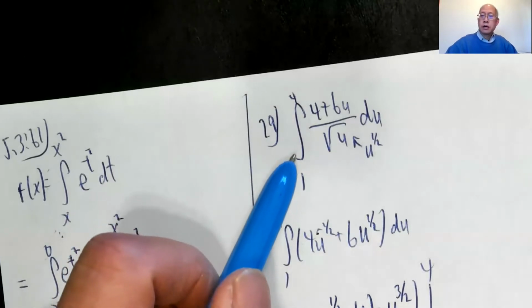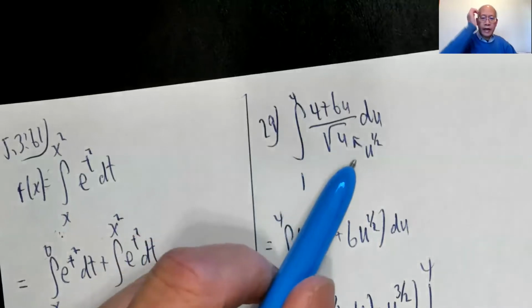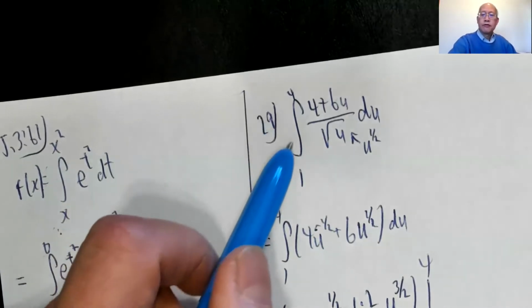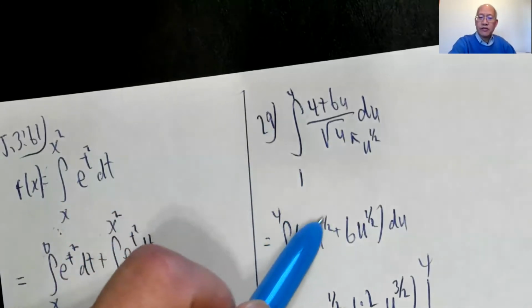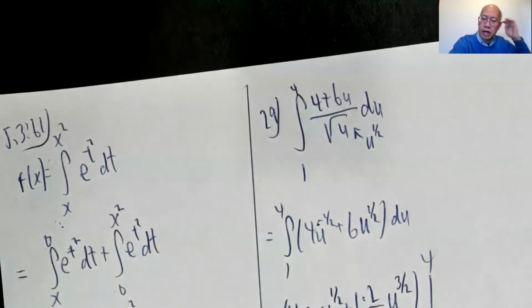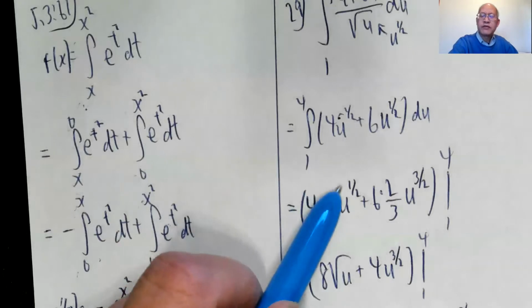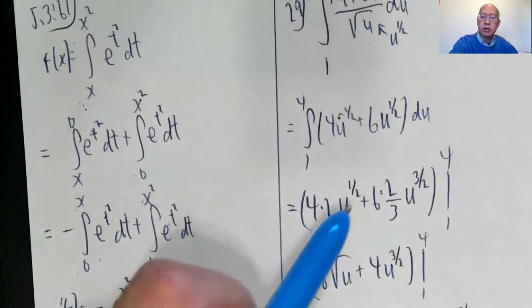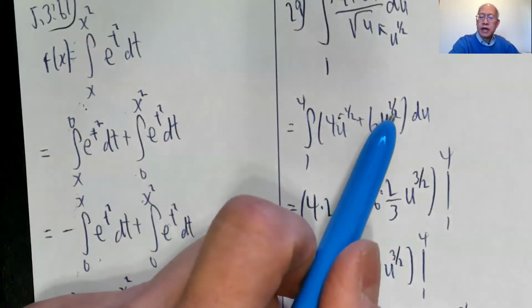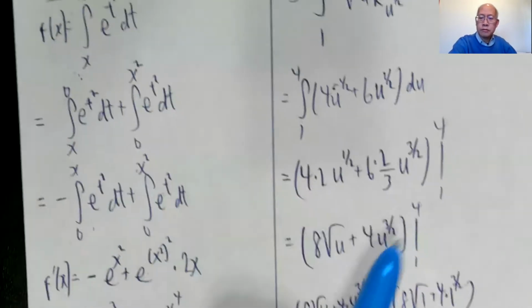29. There's no quotient rule, so we just have to divide through. We recall that square root of u means u to the half. So that gives me 4u to the negative half plus 6u to the positive half. That's u to the 1 divided by u to the half. Okay, so I integrate 4u to the half divided by half means times 2, plus 6u to the 3 halves divided by 3 halves means times 2/3, from 1 to 4.